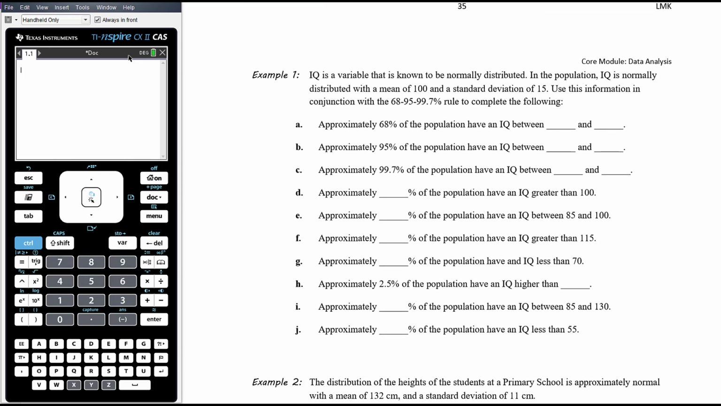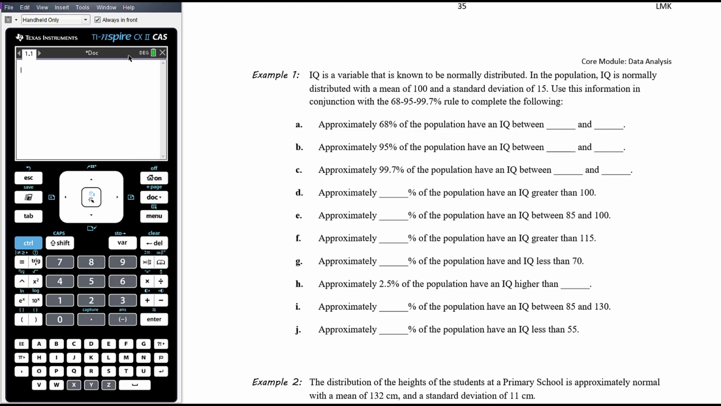So IQ is a variable that is known to be normally distributed. In the population, IQ scores are normally distributed, and they have a mean of 100, so the average IQ score in the whole population is 100, and a standard deviation of 15. So we want to use this information in conjunction with the 68, 95, 99.7% rule to complete the following statements. Approximately 68% of the population have an IQ between what and what?